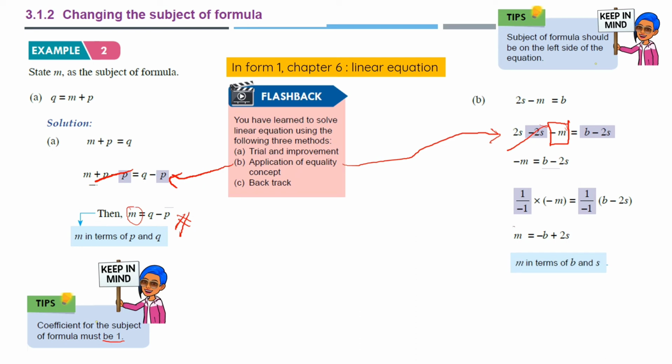Now M also becomes the subject of the formula here. M equals 2s minus b.